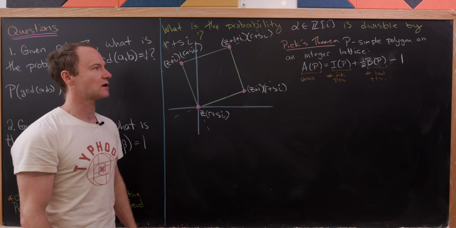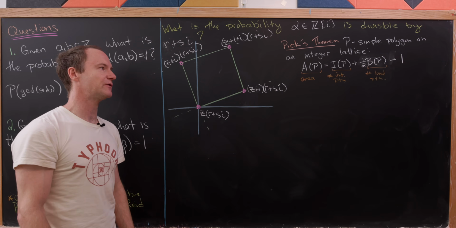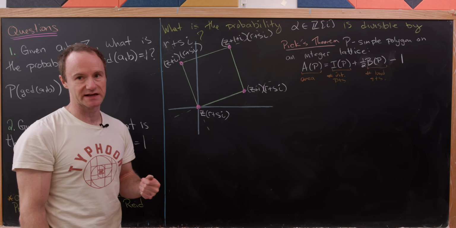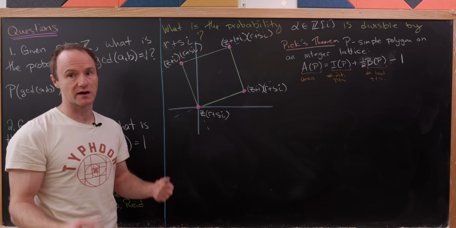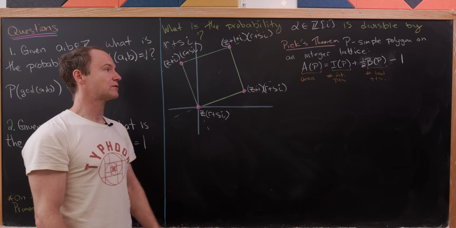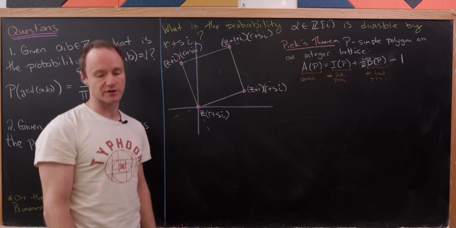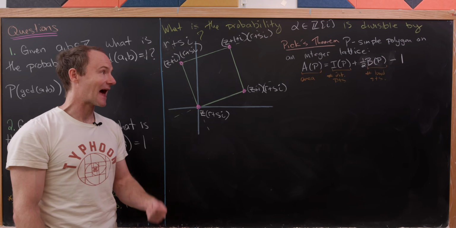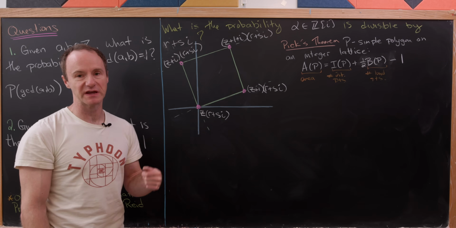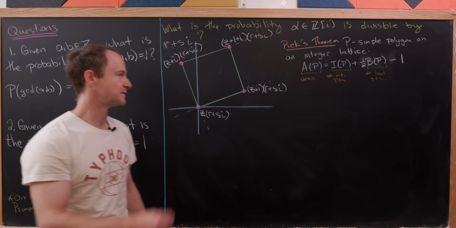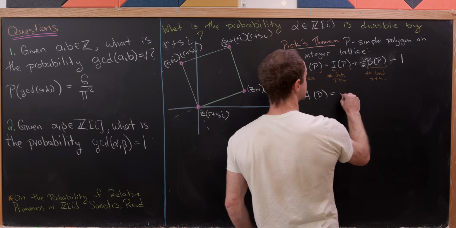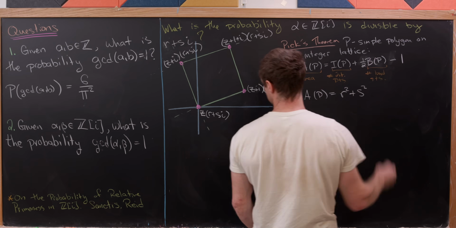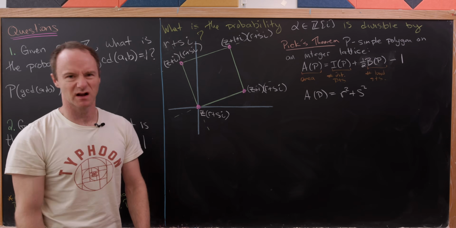So we're going to use this thing called Pick's theorem, which says that if you've got a simple polygon and an integer lattice, we'll call that p, then a of p, the area of that polygon, is equal to i of p, the number of interior points, plus half of b of p minus 1, where b of p is the number of boundary points. Now, I'd like to observe that we can see that a of p here is simply r squared plus s squared. You can see that a couple of different ways.